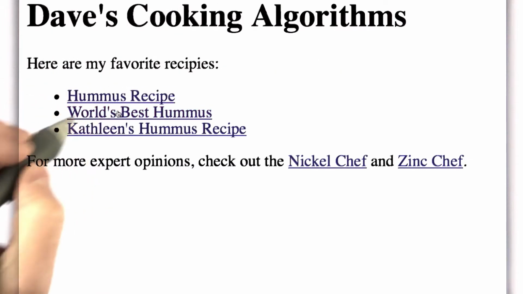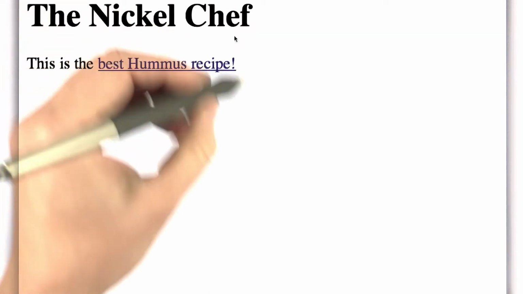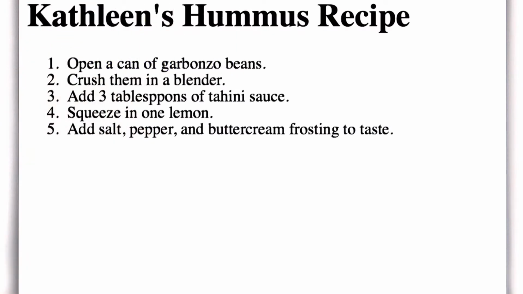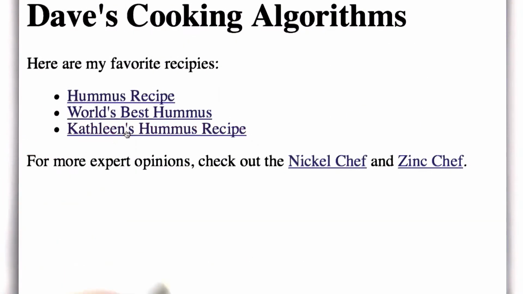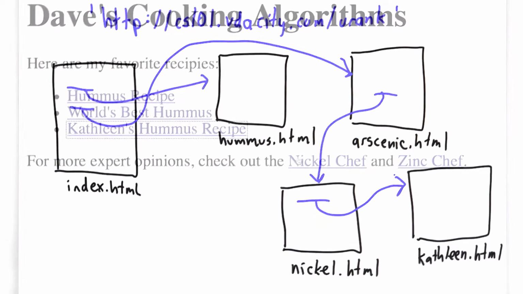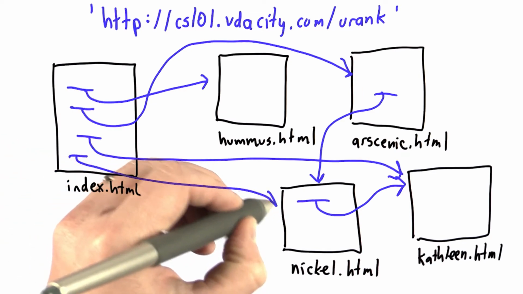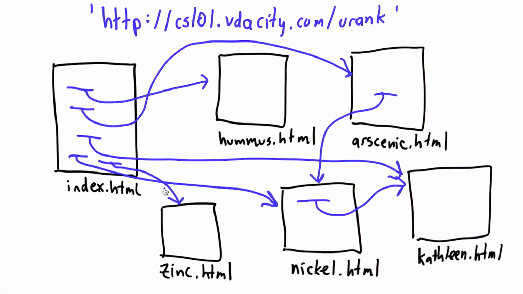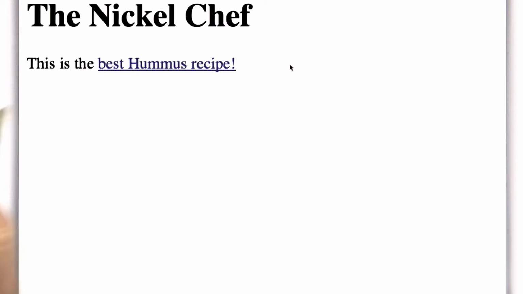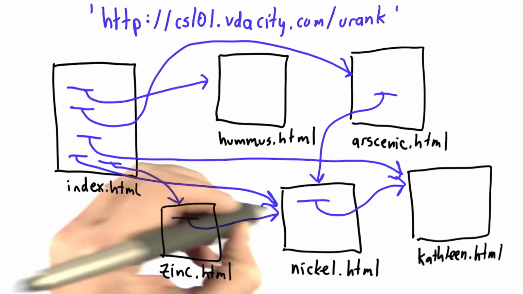The second link goes to a page arsenic.html, and that page includes a link to the nickel chef page. And the nickel chef page includes a link to kathleen.html, and that page has no links on it. And the third link on the index page also goes to the kathleen.html page. And there's 2 more links on the start page. The first one goes to the nickel chef page, which we've already seen. And the last link goes to the zinc chef. And from the zinc chef page, we have 2 more links. We have one to the nickel page, and we have one to the arsenic chef's famous hummus recipe page.